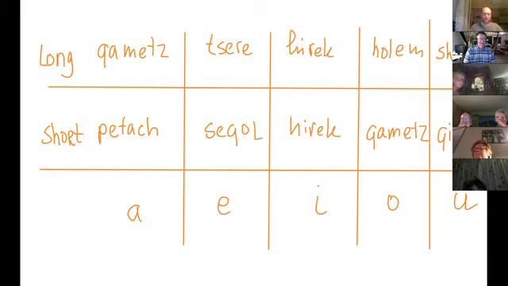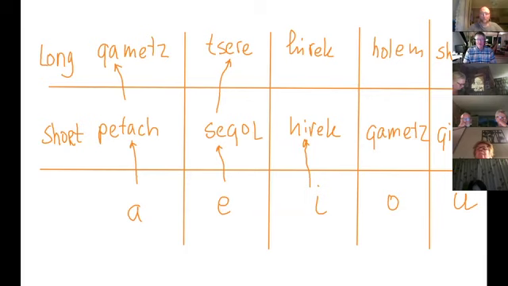So Kametz and Petach is the A sound. Tsere and Segol is the E sound. Girek is the I sound. Note the I in Girek and the E in Tsere. The Petach and the Kametz: Kametz is long, Petach is short. Golem, the O sound. This is a weird exception. And the Shurek, the U sound, and the U sound, the Kibbutz.